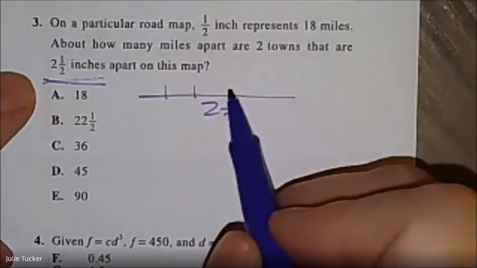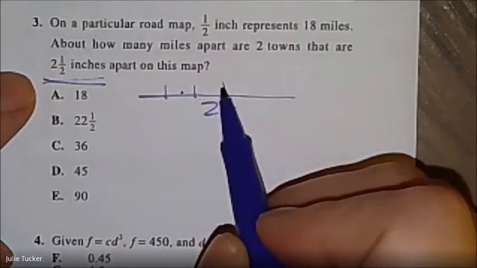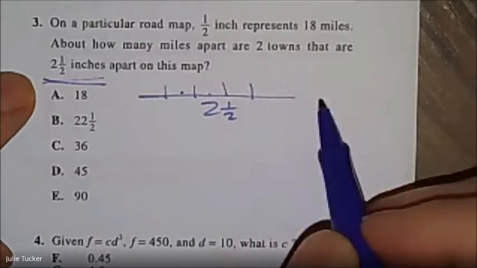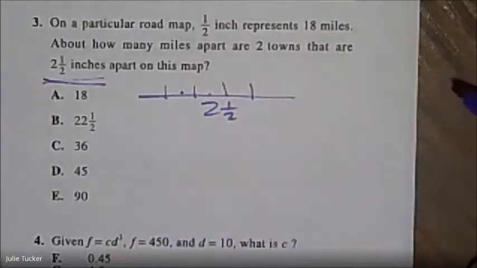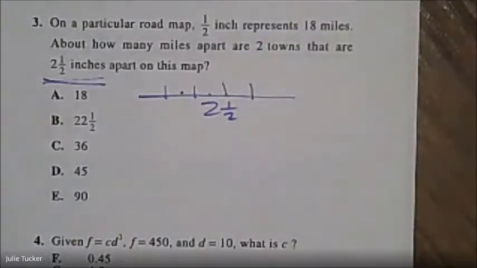So what will it be? 2 halves makes 1, then another 2 halves makes 2, right? So what kind of math do you have to do to figure out how many halves will fit into 2.5? You know?